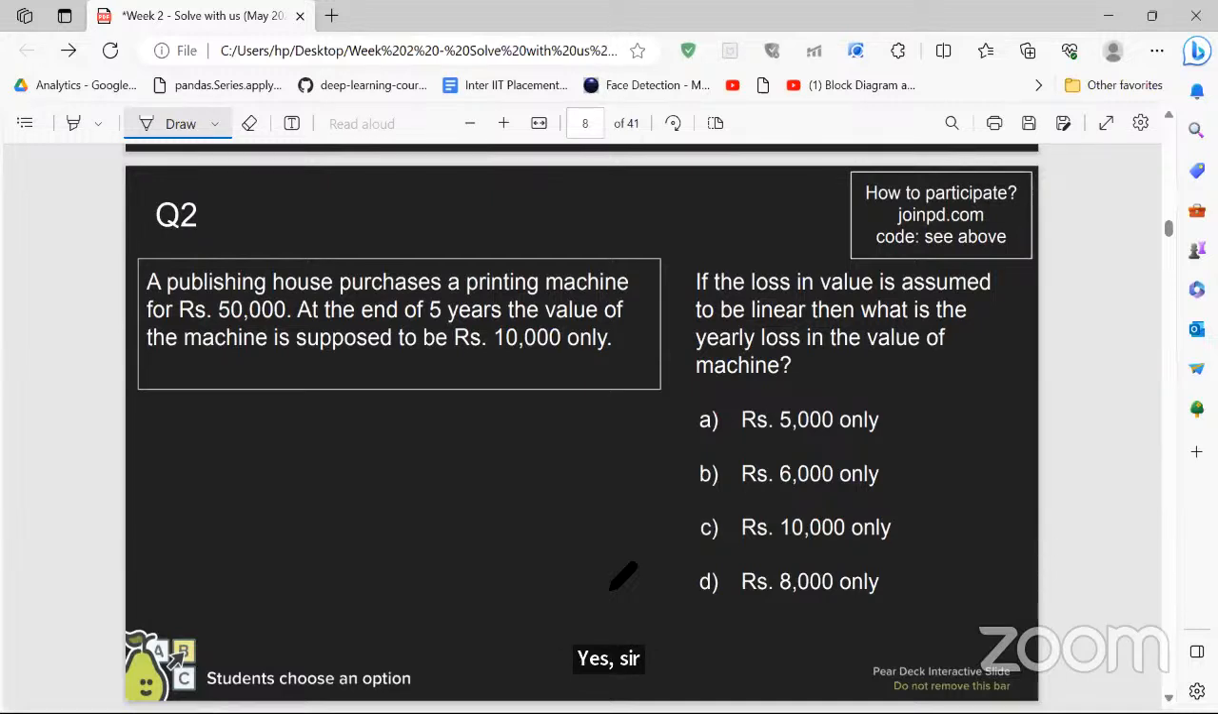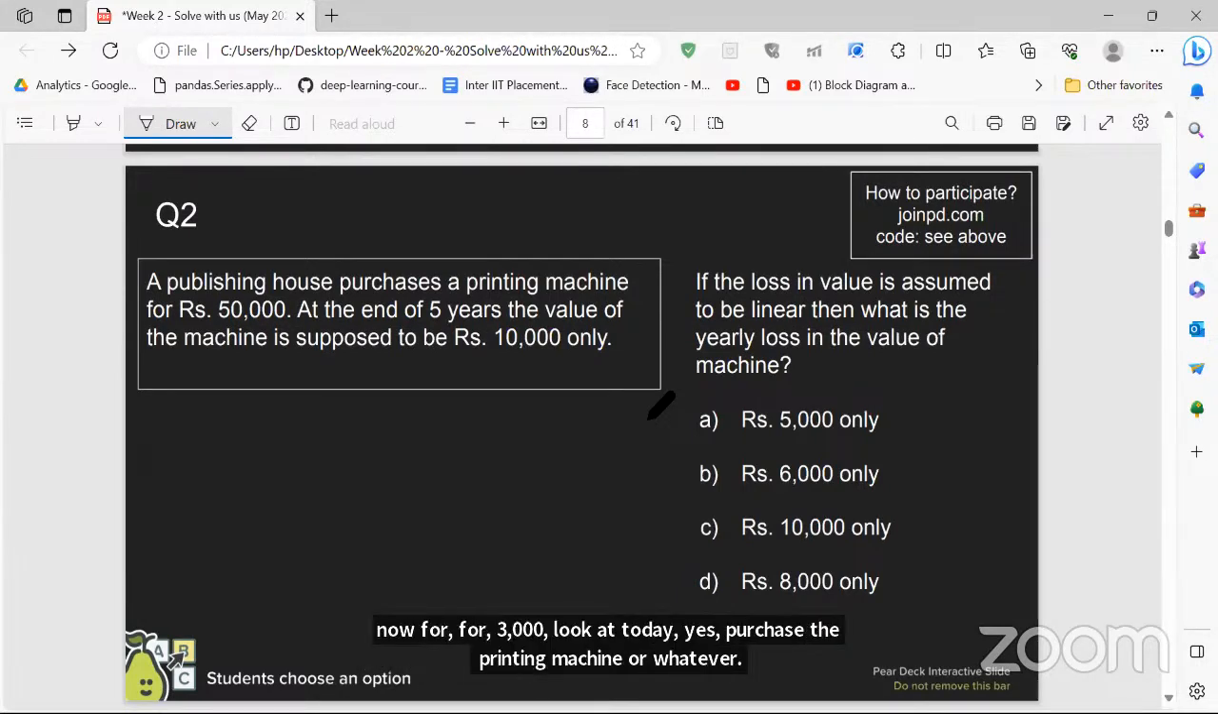A publishing house purchases a printing machine for 50,000. Let's for example, he has just purchased it now for 50,000. Okay, today he has purchased the printing machine. At the end of 5 years from now, the value of the machine is supposed to be 10,000. So you would have bought some printing machine, and after 5 years you thought of selling it, and when you sold it at that time you got some 10,000.